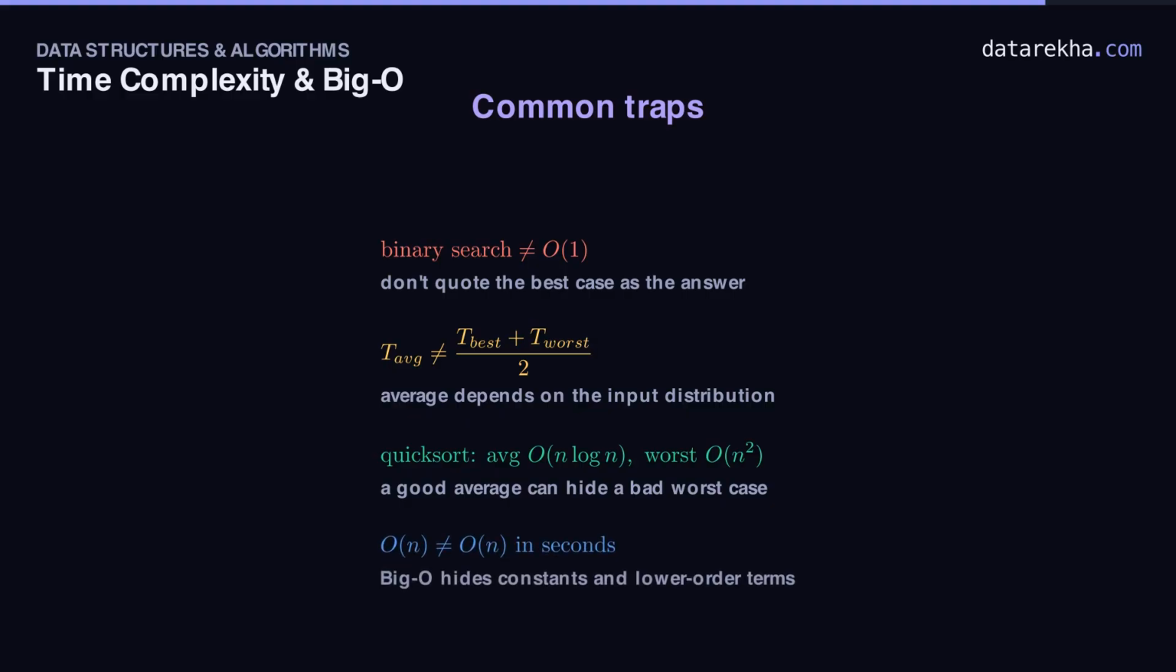And trap 4. Treating big O as a stopwatch. It deliberately hides constants and small terms. Two order n algorithms can differ wildly in real running time. Big O tells you how the cost scales, not the exact seconds.